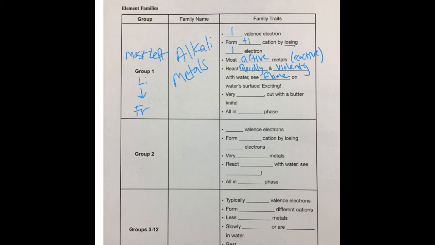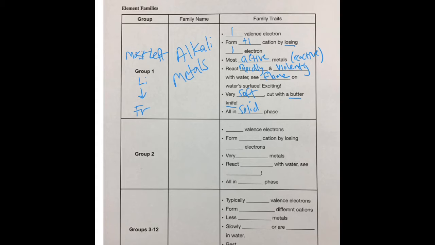It's pretty exciting. Now, another unique thing, because when you think about metals, you think, oh, they're pretty hard, you don't want to fall on a piece of metal, right? Well, the alkali metals actually are very soft. You can actually cut them with a butter knife. So their hardness is about the same as a stick of butter out of the fridge. Okay? And alkali metals are all in the solid phase.